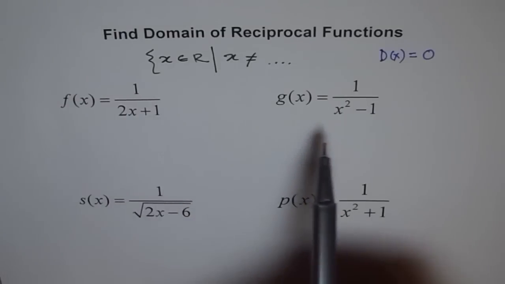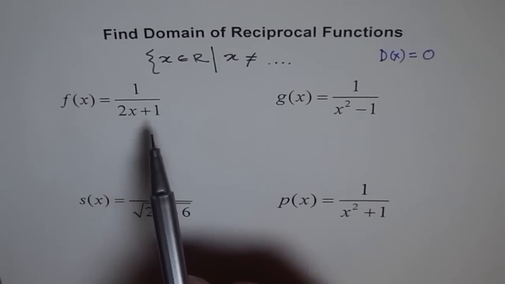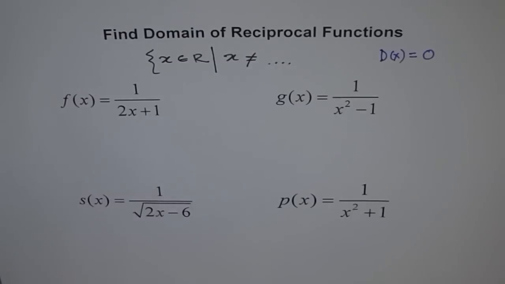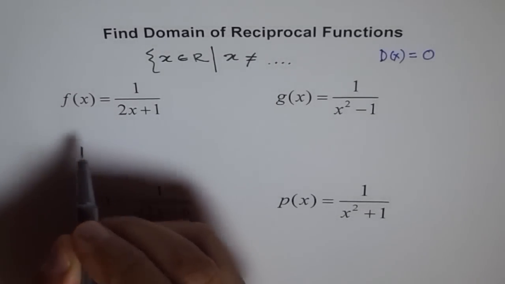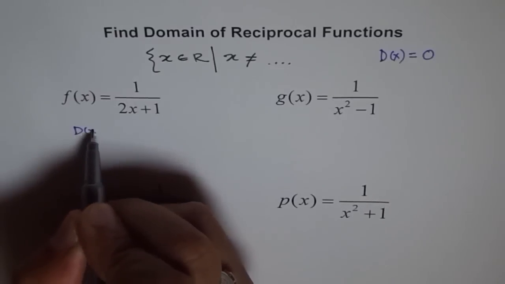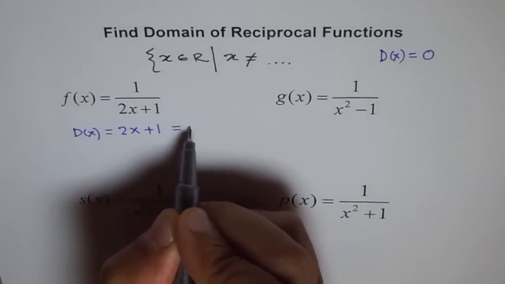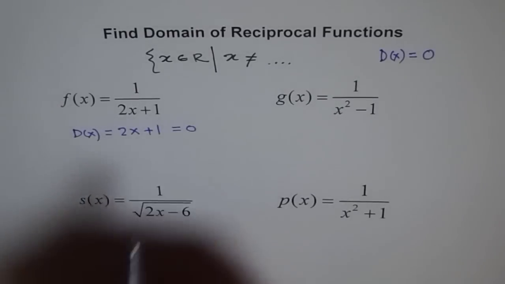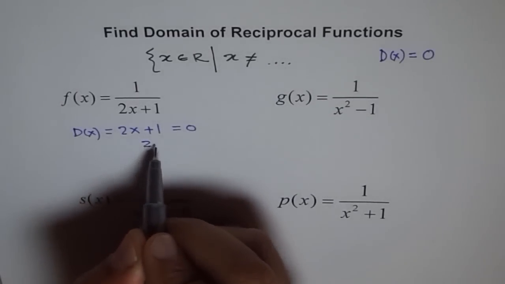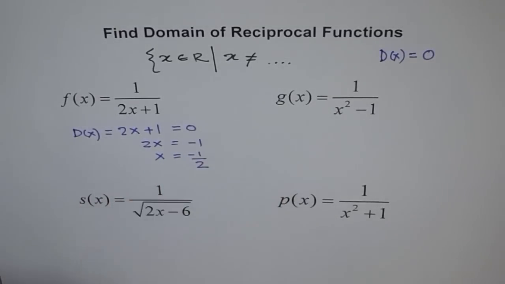So here what we will do is try to find what value of x makes the denominator 0. That is the basic exercise which we are going to do here for each and every function. So the first one, we'll call this d of x, right? So I'm writing d of x, which is our denominator, equals 2x plus 1. And let's find when it is 0. So we'll equate it to 0 and try to find the value of x which will make it 0. So we say, well, 2x equals minus 1, and x equals minus 1 over 2.